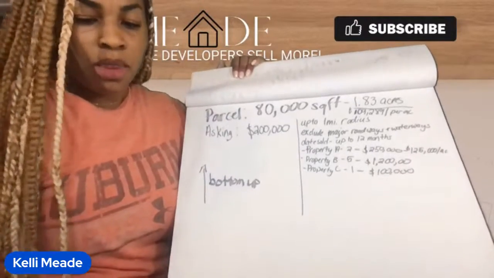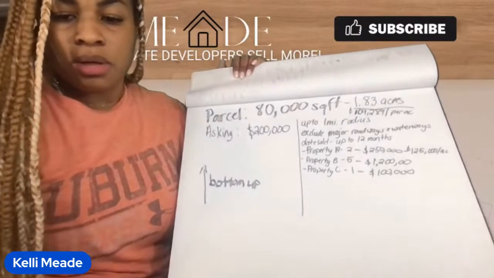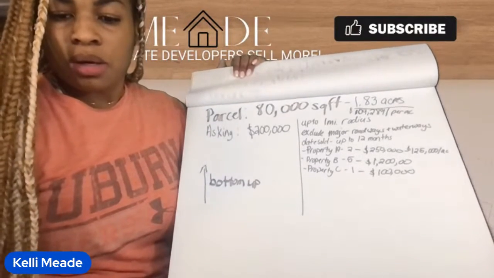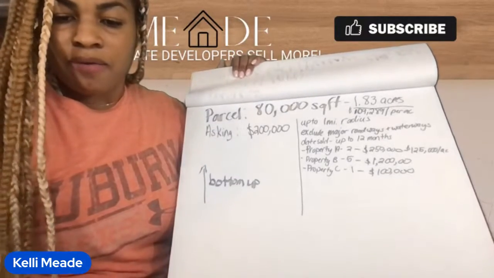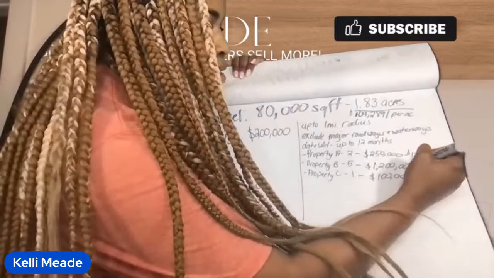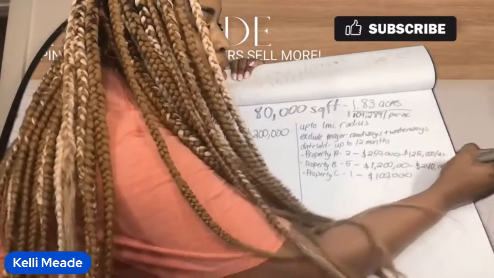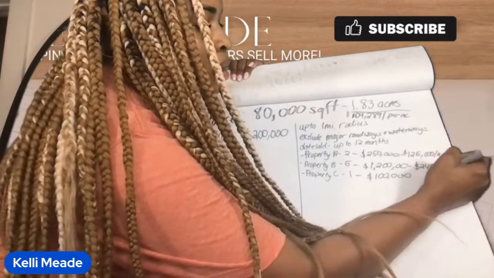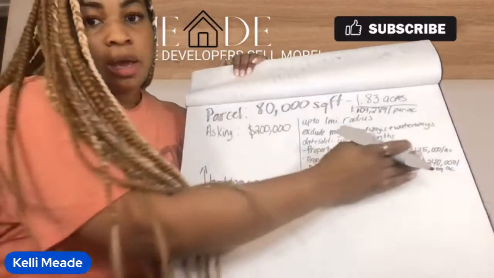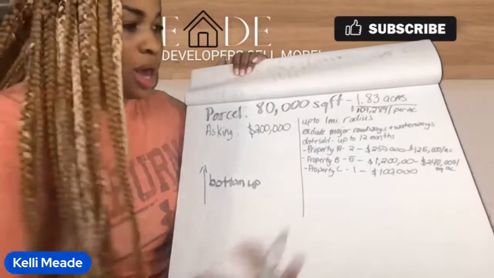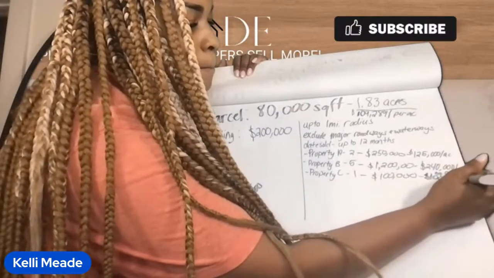Okay. And then we have property B, which is 2 million divided by 5. So this one sold a little bit at a premium cost because it sold for $240,000 per acre, right? And then obviously the other one sold for $100,000 per acre.